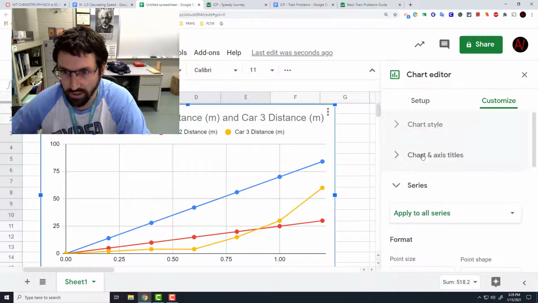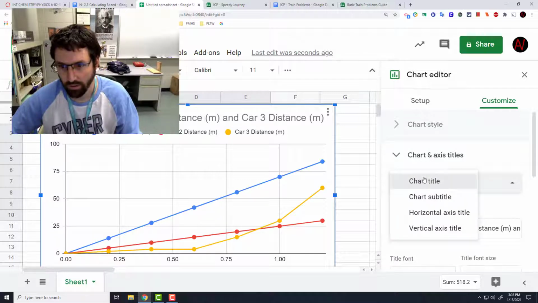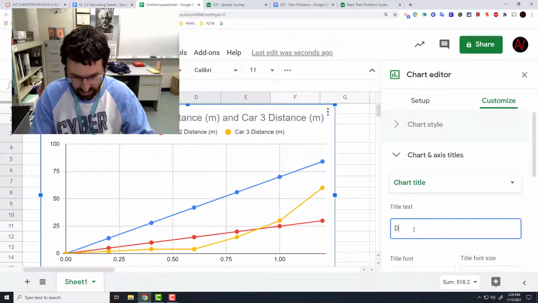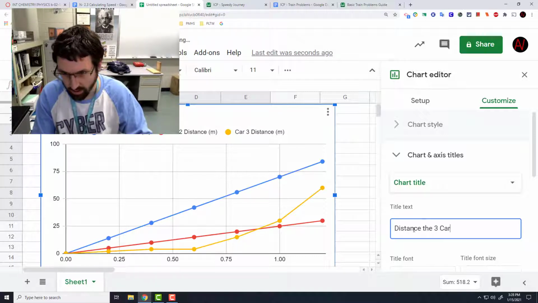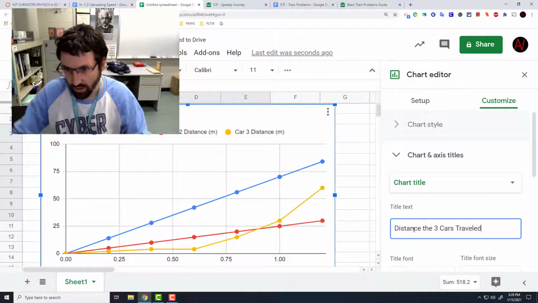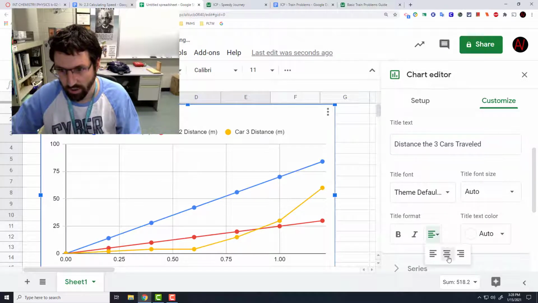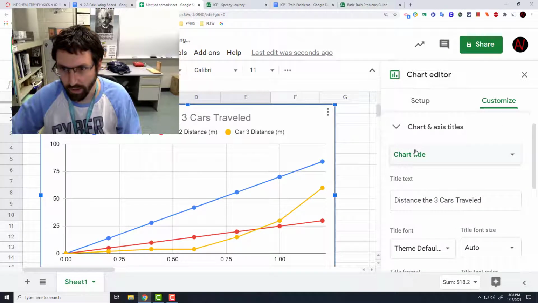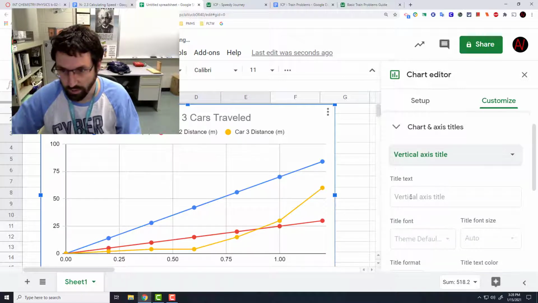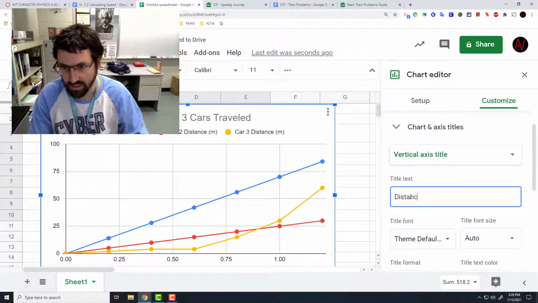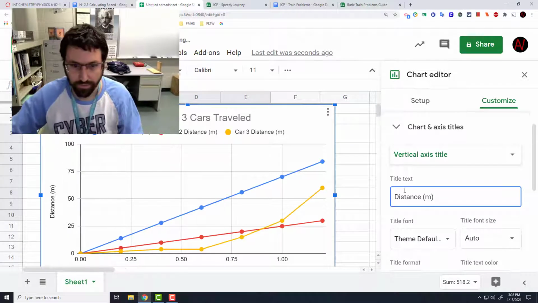I also can go in and change the chart title. We're going to say distance the 3 cars traveled. I can also change where that's located, put it in the middle. I notice I don't have a vertical axis title. On the vertical axis we need to put something there, so I'm going to say distance in meters.